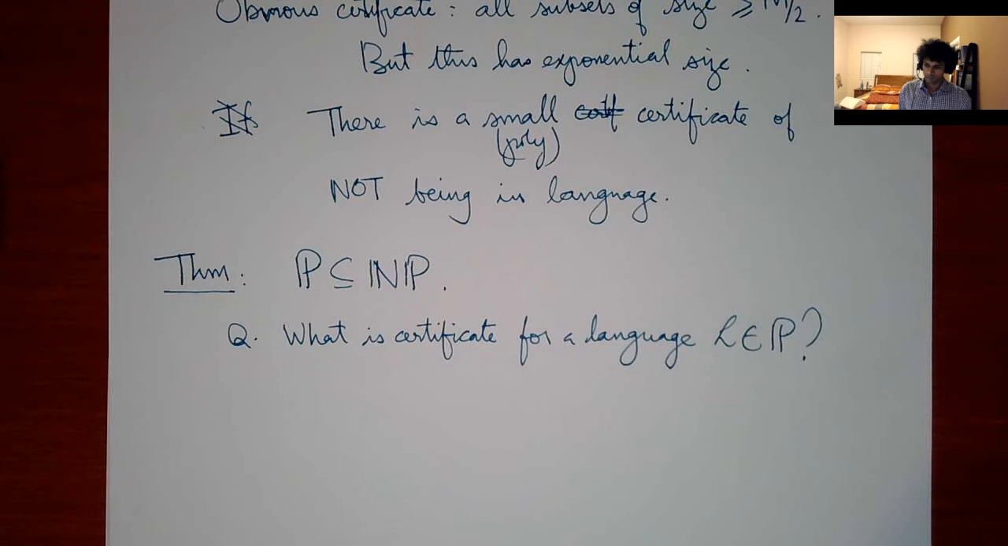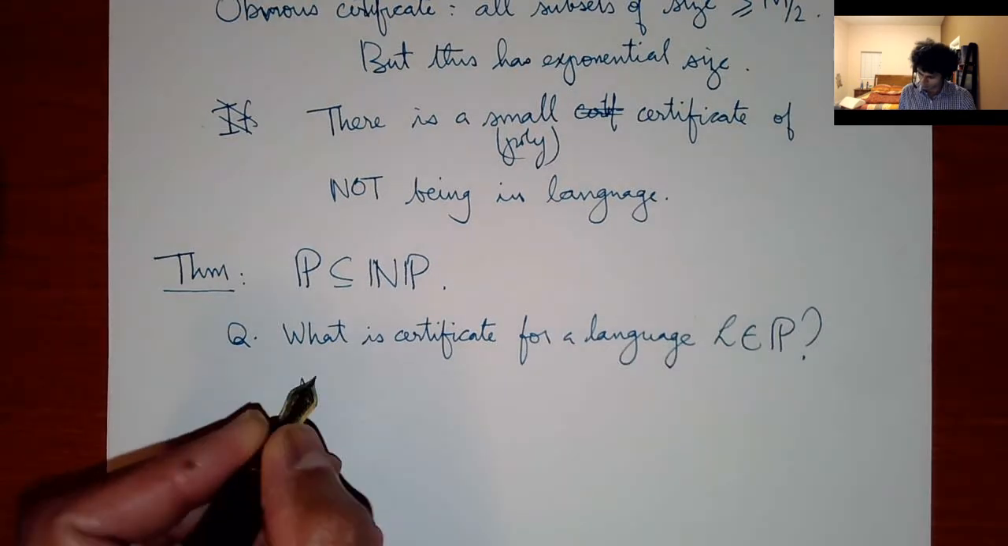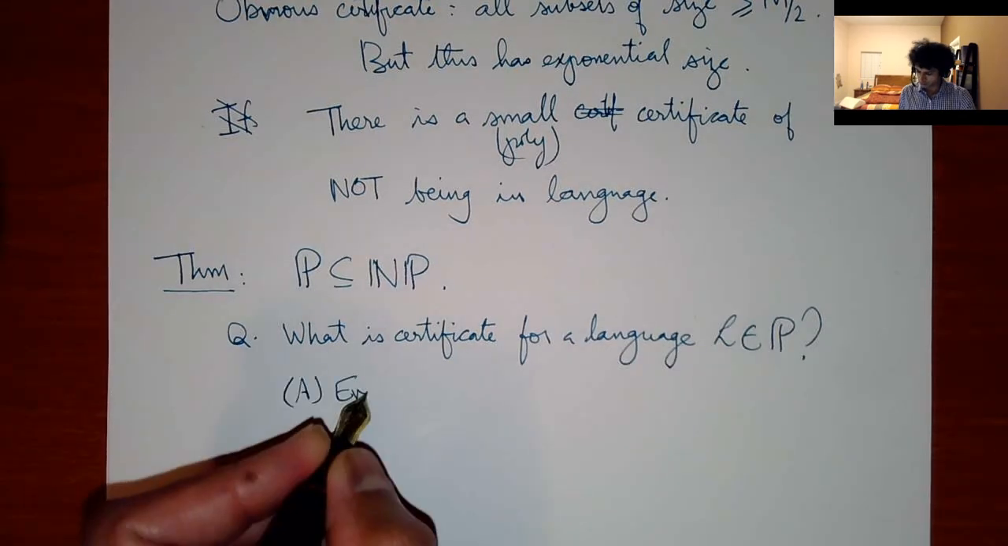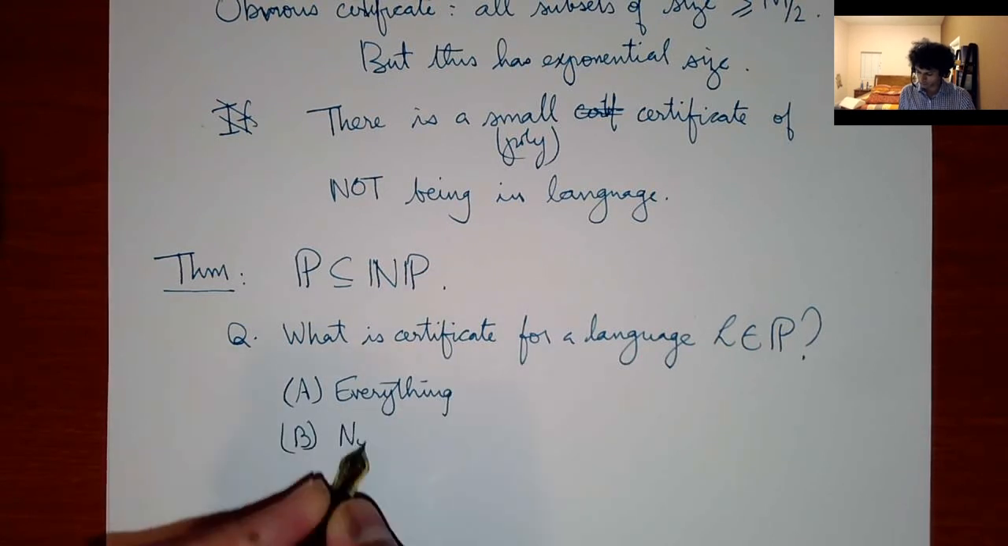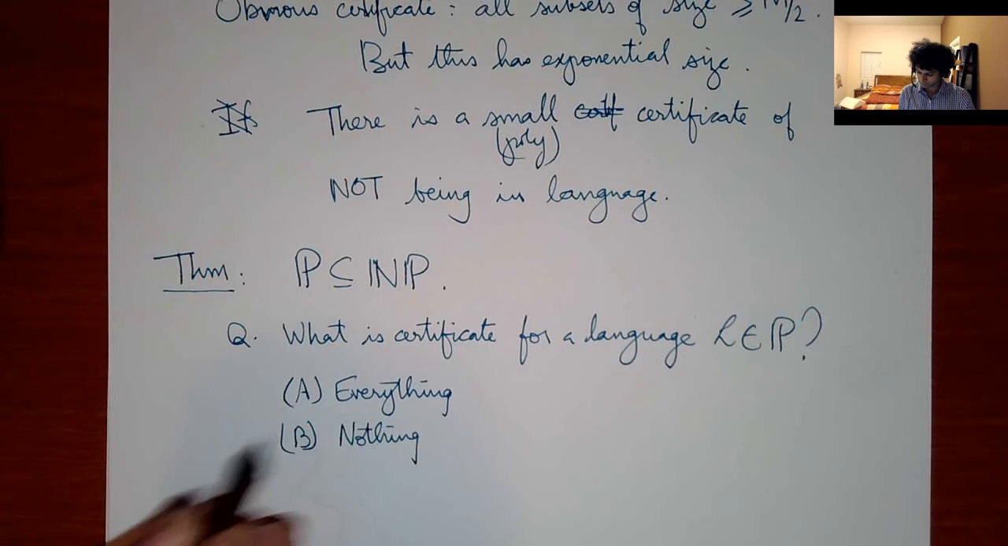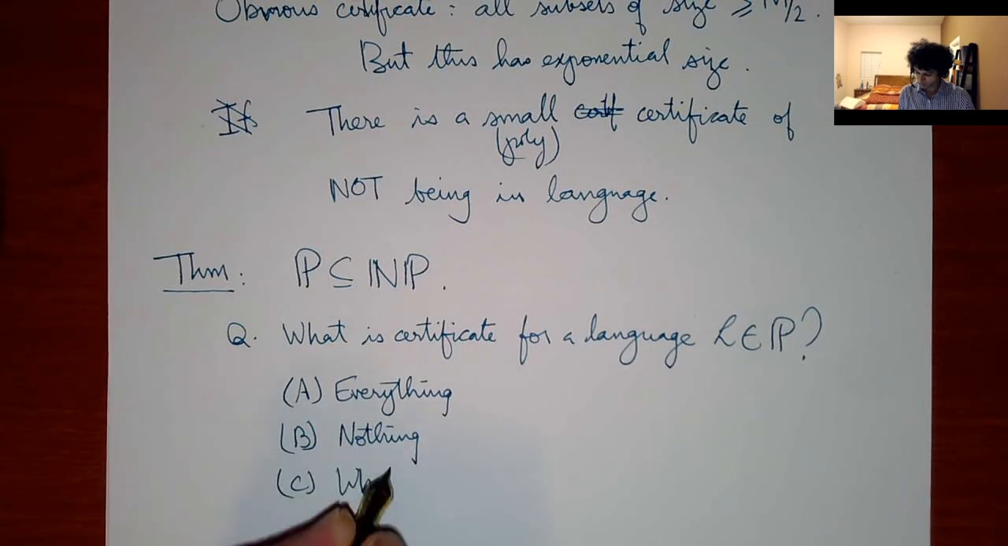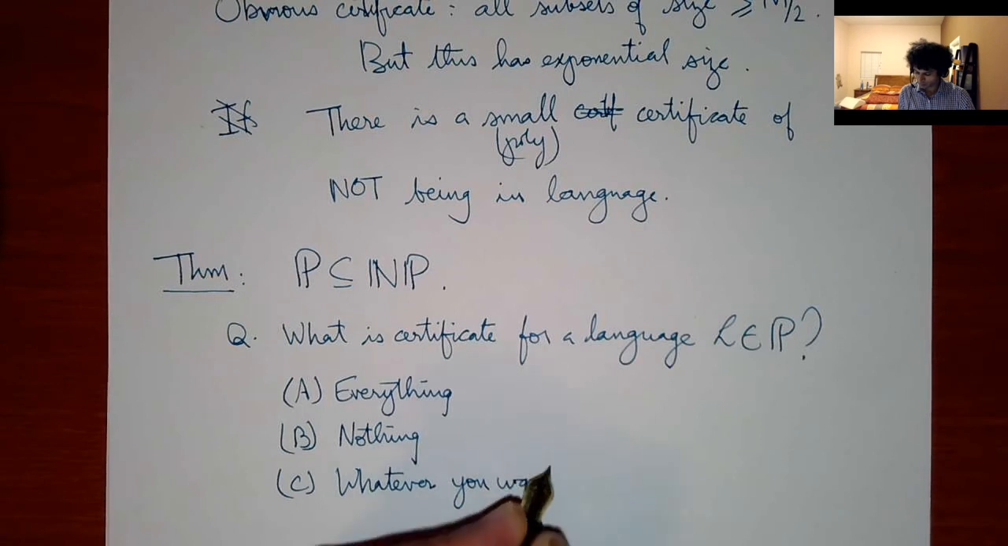So let me give you a few choices. I want you to sort of answer this. This is somewhat of an ill-posed question. I want you to think about this, though, and then I'll poll you. So what is a certificate? It's everything. The certificate is nothing. There is no certificate. Or C, it's whatever you want.